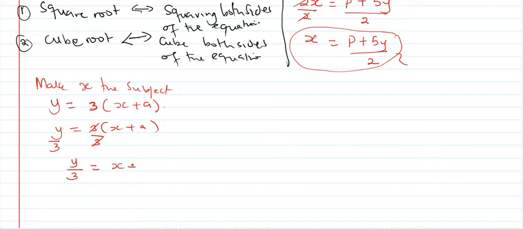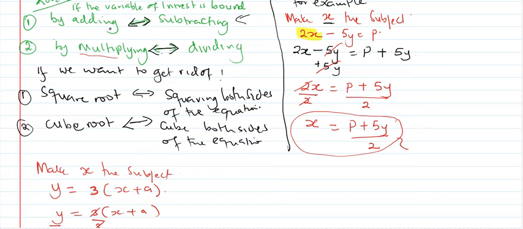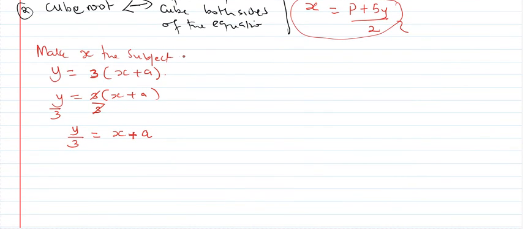Now what element is still next to x is a, and it is bound by addition. So to get rid of this a, if it is adding, we subtract. That means we shall subtract a on both sides. So a will come this side, and this side we shall be remaining with only x, and the moment we achieve this, we have made x the subject. I hope you are understanding and following carefully. Let's look at another example.